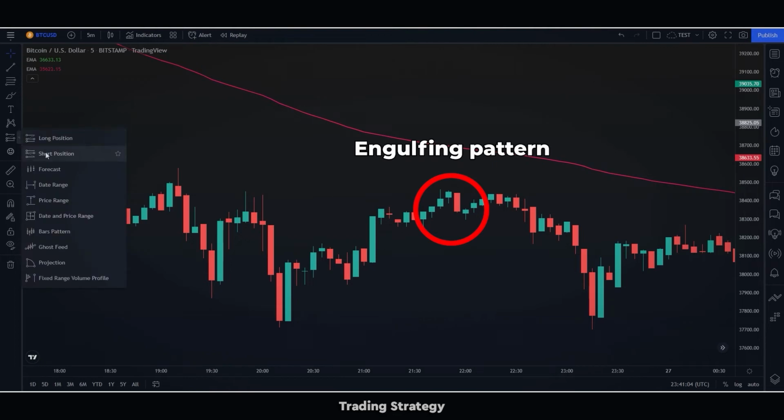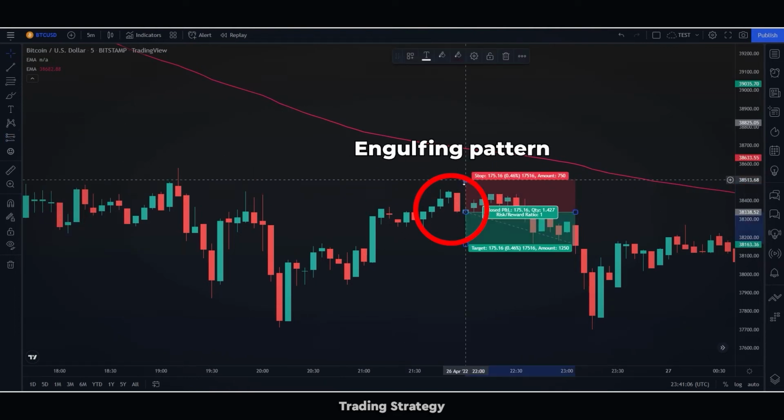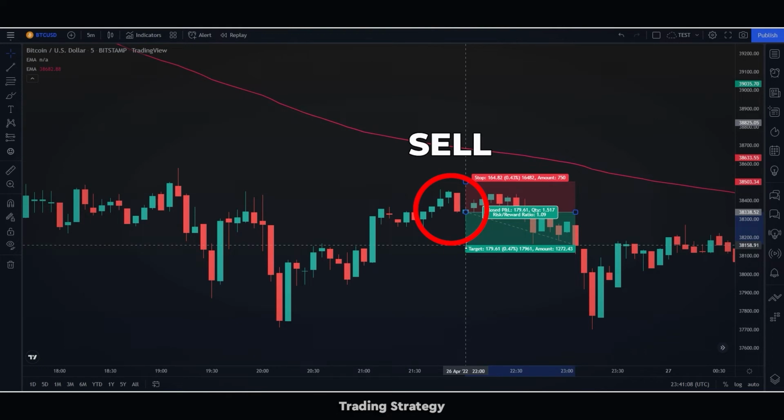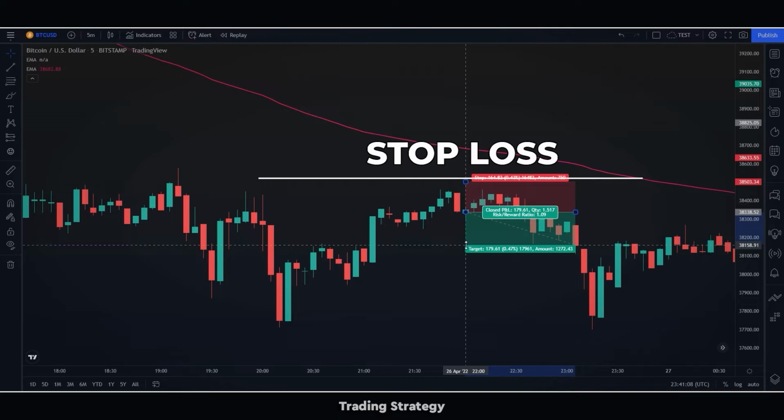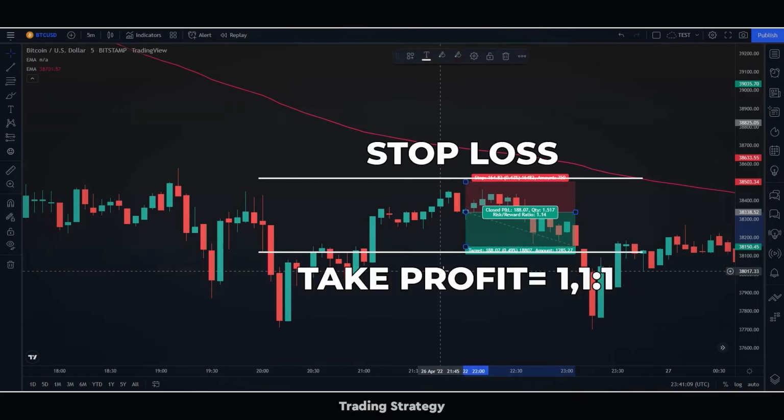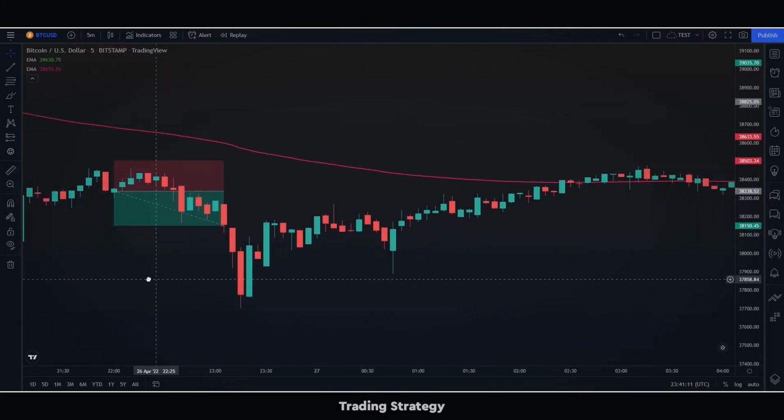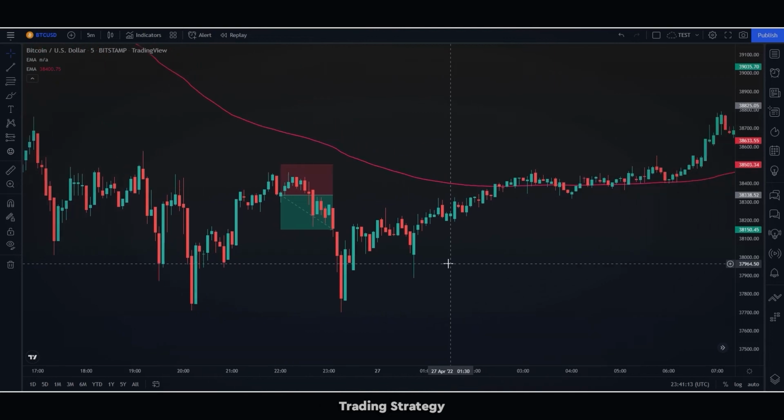It is recommended that this pattern be as clear as possible and completely encircle the other candle. If we find it, we will carry out the sell operation. We will place the stop loss above this pattern, and our take profit in a risk-benefit ratio of 1.1 to 1. This means that we risk 1 to try to get 1.